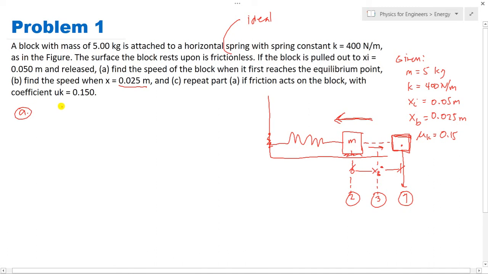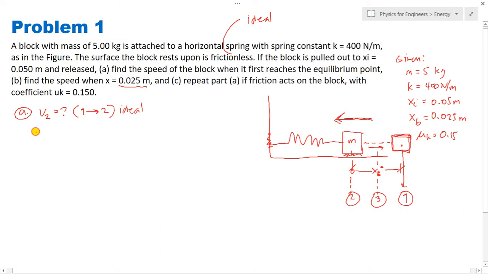Okay, let's try for letter A. A is find the speed of the block when it first reaches the equilibrium point. So the requirement here is the speed of the block at equilibrium point. That is V of 2. Okay, at state 2 man ang atong equilibrium point. So the state to be considered is from 1 to 2. Now this is ideal condition because we neglect friction.